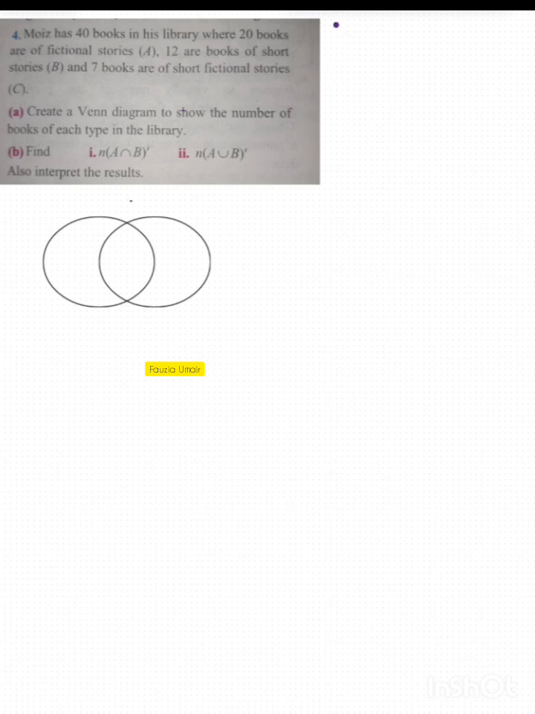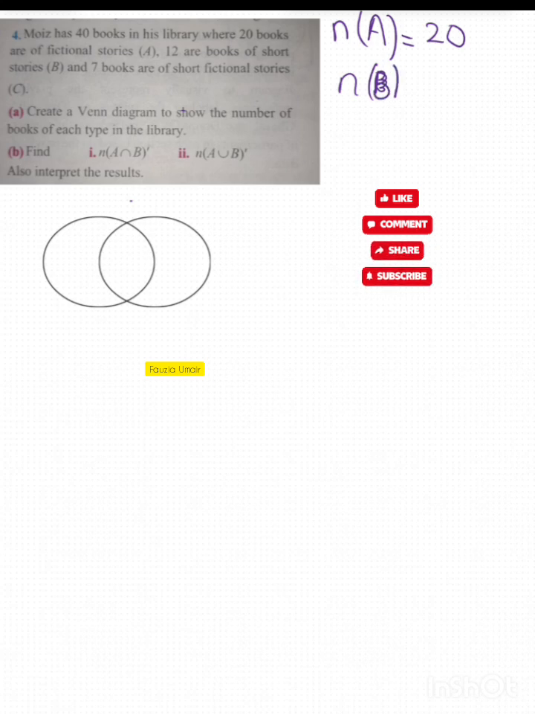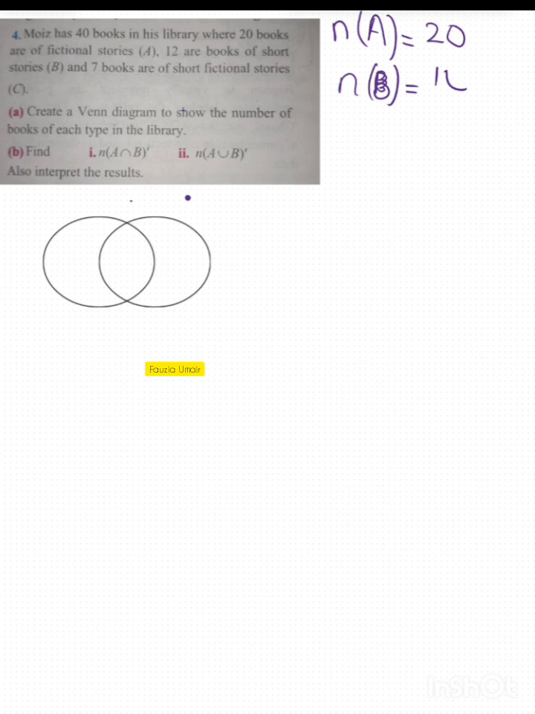So let's see, let me write down the data here. So n of A, because they are calling fictional stories A, so we will use the same thing, are 20. Number of short stories are n of B, which are 12. So number of fictional short stories are basically given 7. So this is just to confuse you.